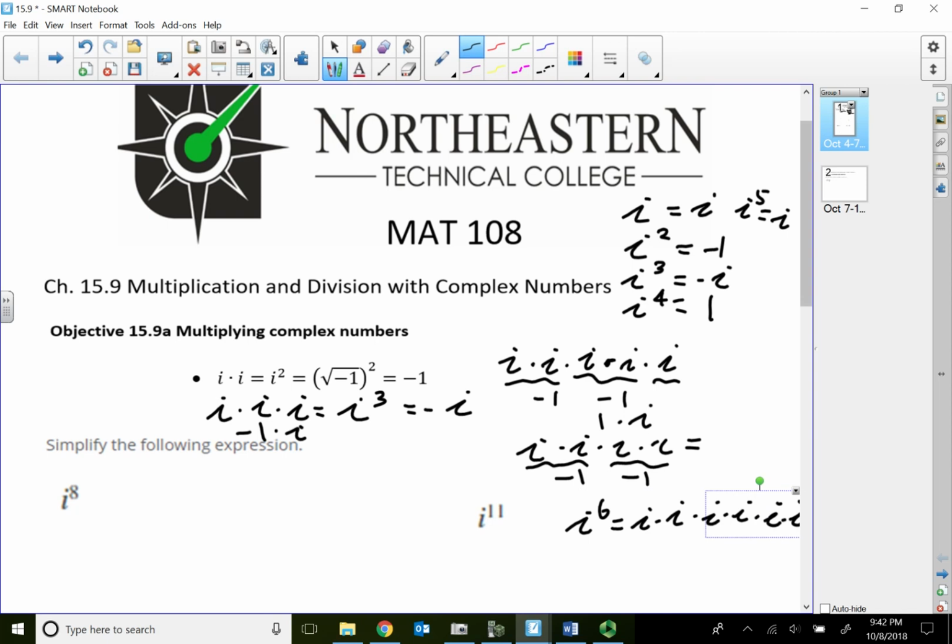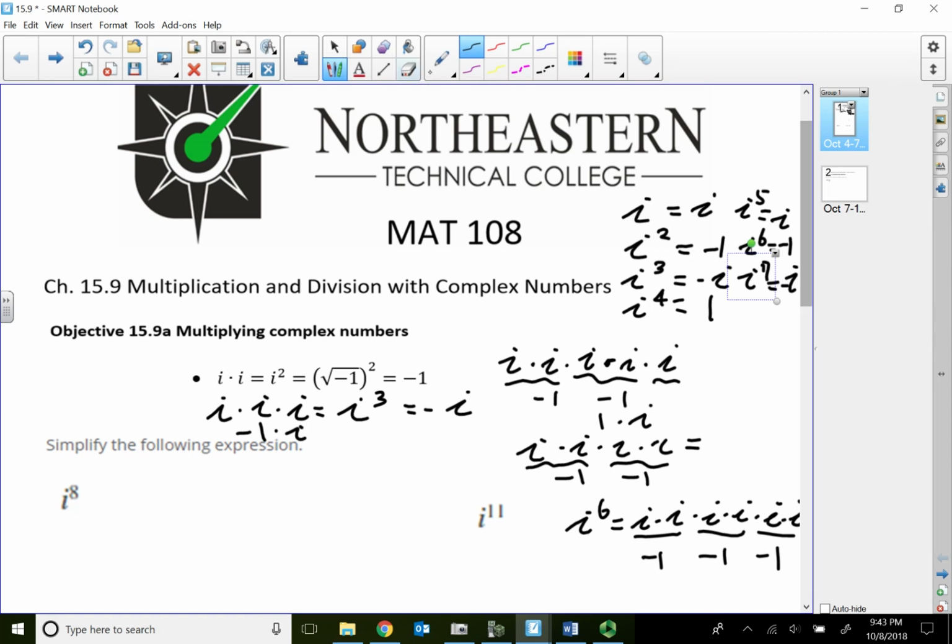You can begin to see the pattern. Two of them is -1, two of them is -1, another two is -1. -1 times -1 times -1 is again -1. So now I'm back to the same as i squared, which is -1. If I continue, i to the 7 is actually -i.